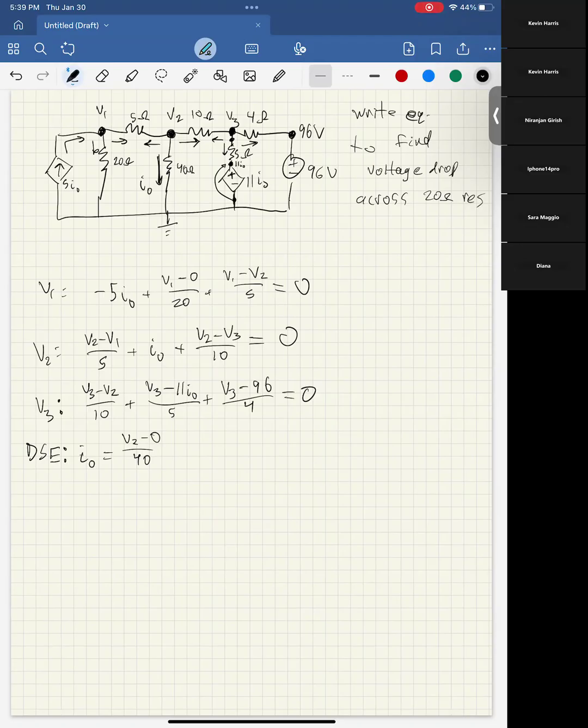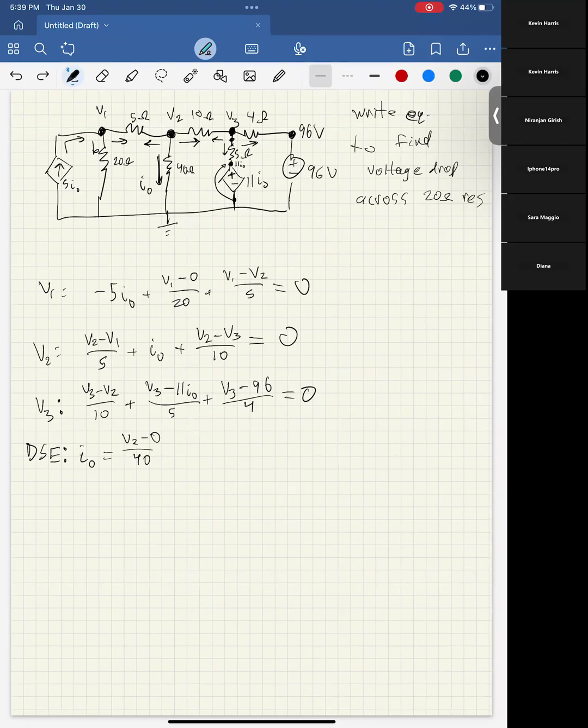And then, as I said before, the dependent source equation is just defining the variable that is used in dependent sources. So here, the dependent sources use I naught in the equation. And so we say, okay, this is I naught. And now we have 4 equations and 4 unknowns. We have V1, V2, V3, and I naught, and we have 4 equations. So this could hypothetically be solved.